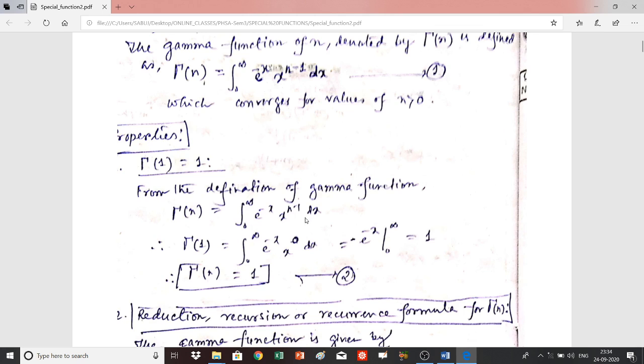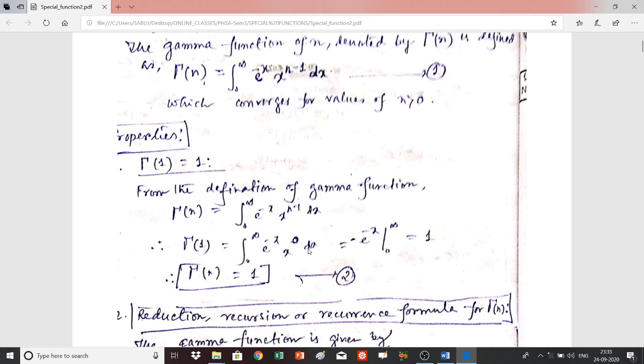Now just put n is equal to 1 in this expression. Then you will get gamma 1 equal to integral 0 to infinity e to the power minus x, and here x to the power will be 0, because in this case n is equal to 1. And this will give you the integral 0 to infinity e to the power minus x dx.